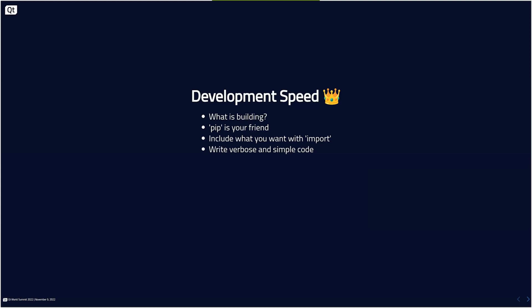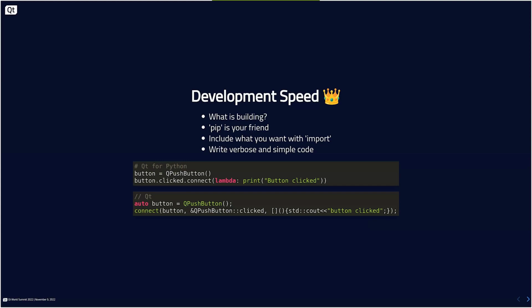With Python, you can write very verbose and simple code. For example, a signal-slot connection to a Lambda function looks like this in Python. It's very verbose if you look at it. You create a button, clicked. When the button is clicked, it's connected to this thing. So when the button is clicked, this thing is called. In C++, the same thing looks a little more obscure. Not very verbose, I would say.